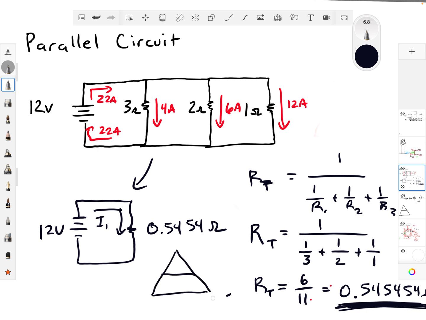So do I know my voltage drop from here to here? It's 12 volts. Do I know my current? No, that's what I want to find, but I do know my resistance is 0.5454 repeating. So what do I do?